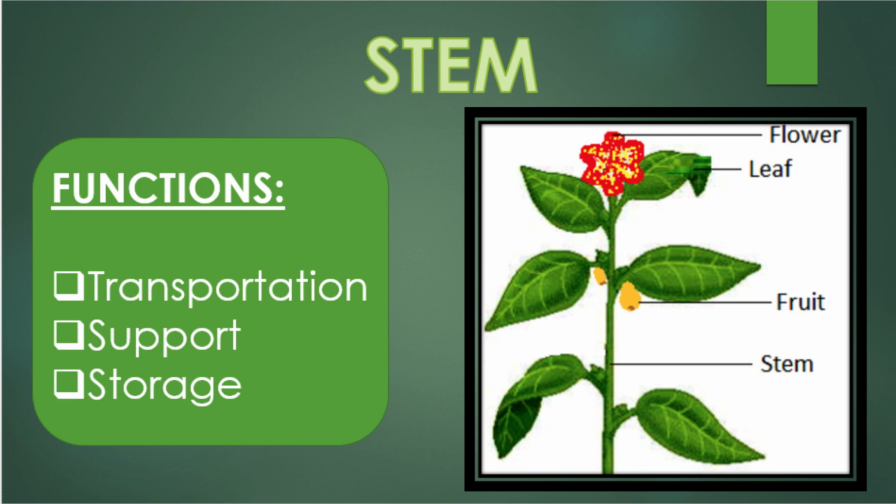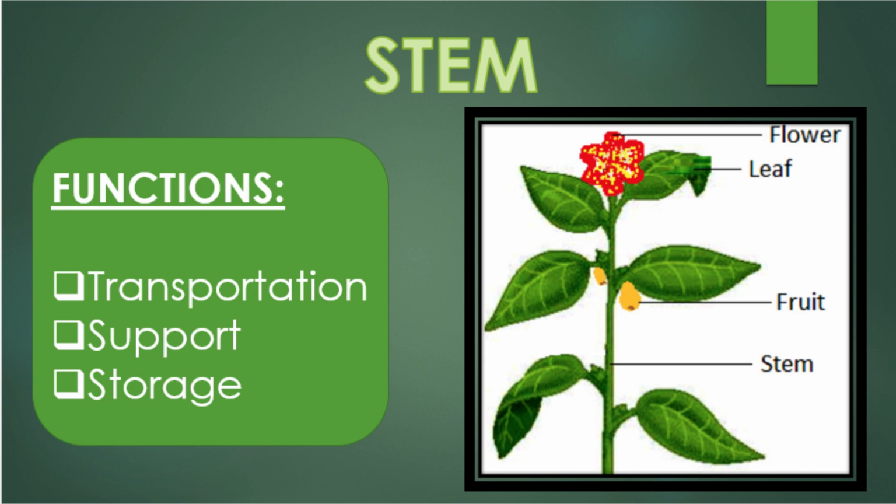Now, what does the stem do? The stem also helps in transportation. How? We know that the roots collect the water and minerals from the soil and transport them to the stem, while the stem transports this water and minerals to all parts of the plant. Secondly, it transports the food prepared by the leaves to all parts of the plant. Getting it? The next function of the stem is to provide support. We know that the stem helps hold up the plant and helps it grow upright. Getting it?